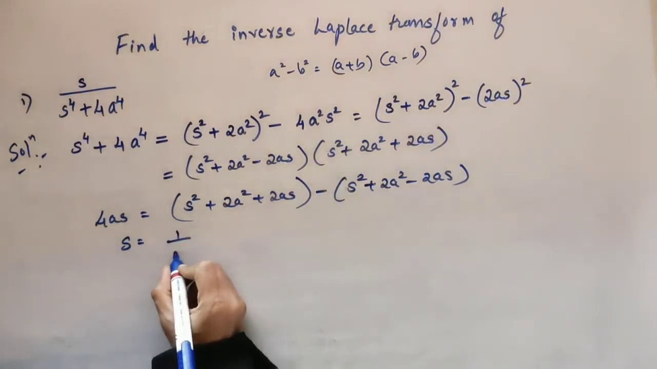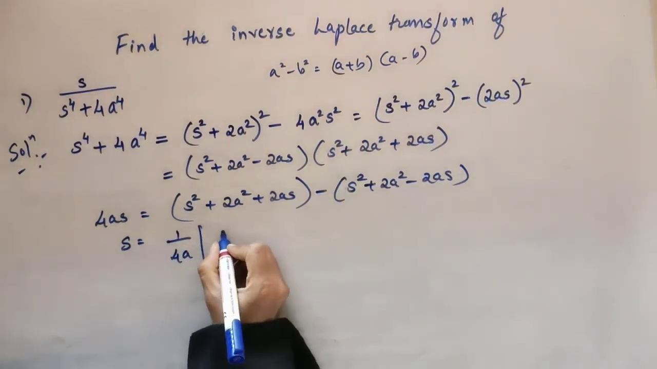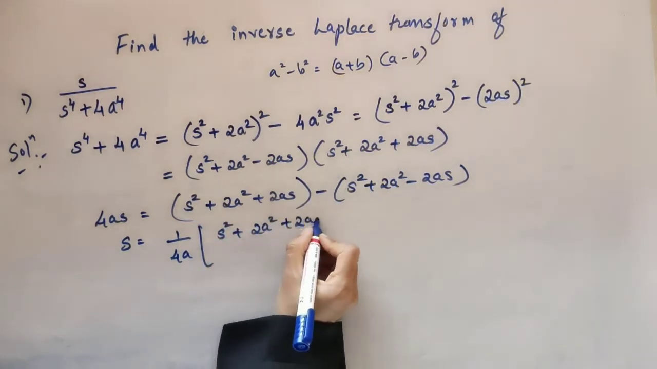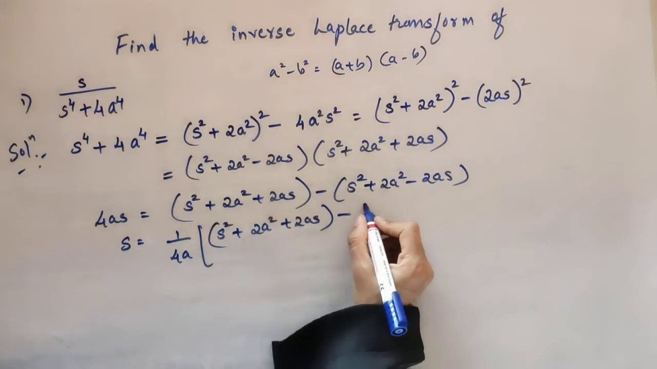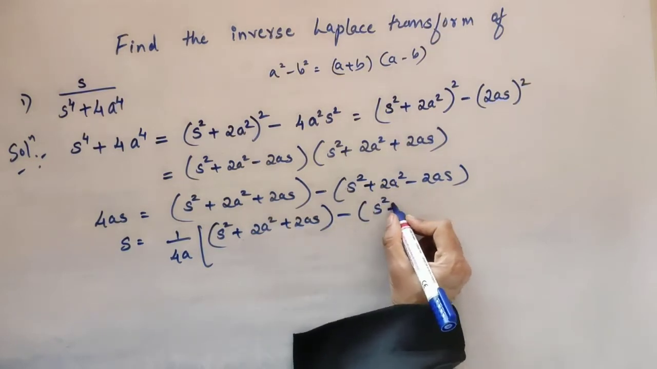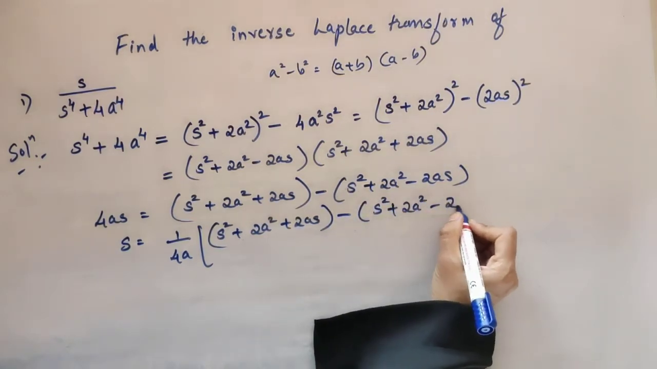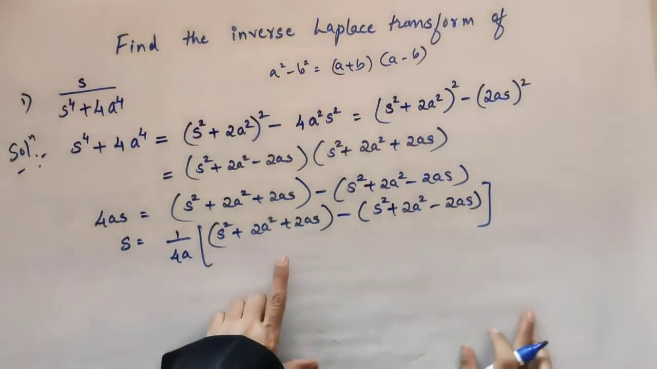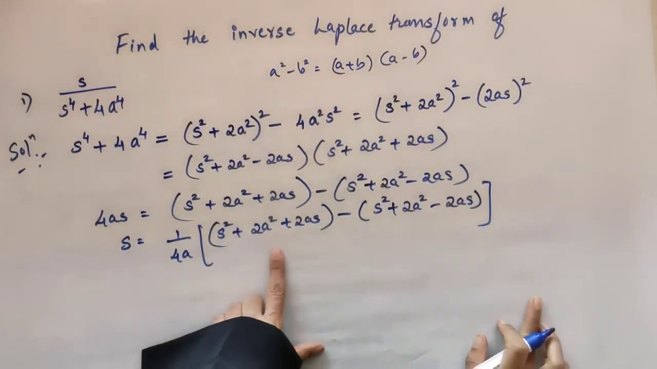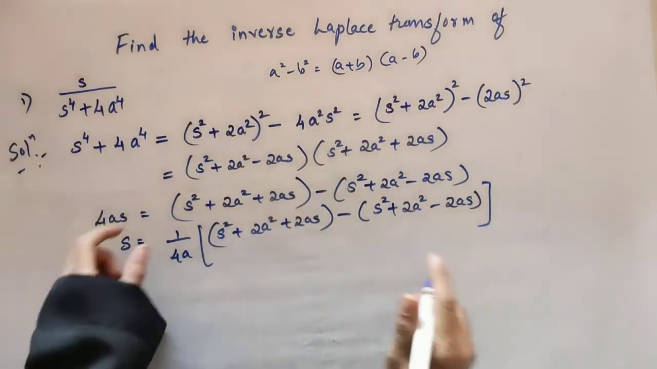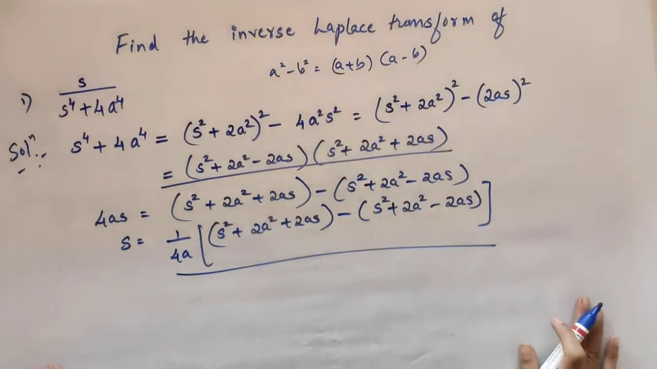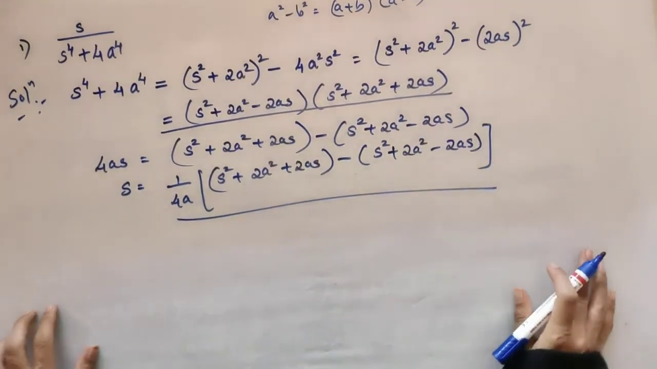So I want s from here. It will be 1 by 4a, s square plus 2a square plus 2as minus s square plus 2a square minus 2as. Complete the bracket. Means the numerator s can be written in this bracket form and the denominator can be written in this way. So I will replace the numerator and denominator by these two things. So what do we get?